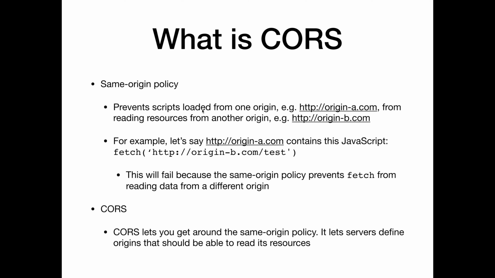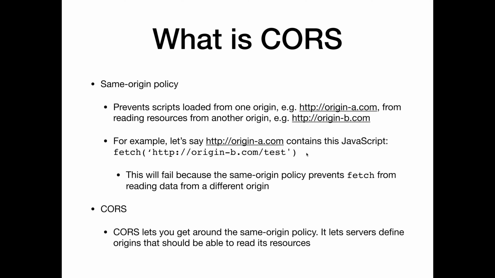The same origin policy is basically just a rule that browsers follow. It prevents scripts loaded from one origin, like origina.com, from reading resources from a different origin, like originb.com. In practice, if you have a script loaded from origina.com that contains this JavaScript, fetch some resource from originb.com, then by default it will fail because the same origin policy prevents fetch from reading data from a different origin. If this script from origina.com tried to fetch data from the same origin, which is origina.com, then it would work.